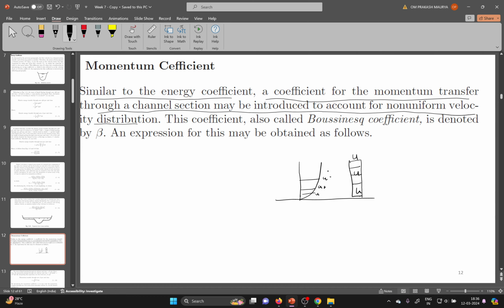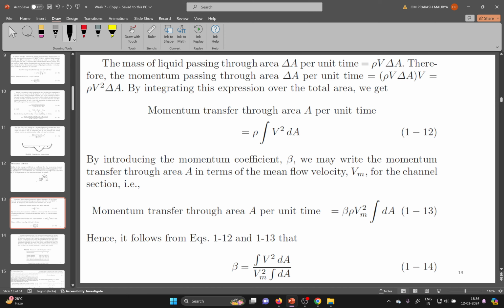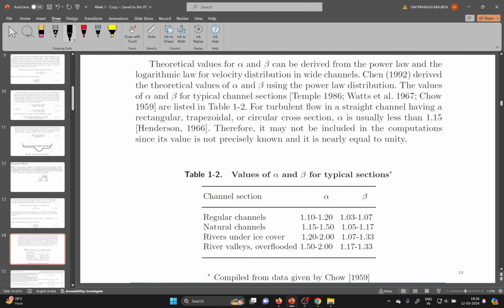So for converting from this to this, because it is very easy for calculation and analysis, we use alpha and beta, the energy coefficient and the momentum coefficient. This is the basic fundamental behind it, and how we derive it is very easy. If you have any doubt, you can write me a mail. Okay, so typical values of alpha and beta are given here for regular channels, natural channels, rivers under ice cover, and river valleys and overflooded. You can go through this table.